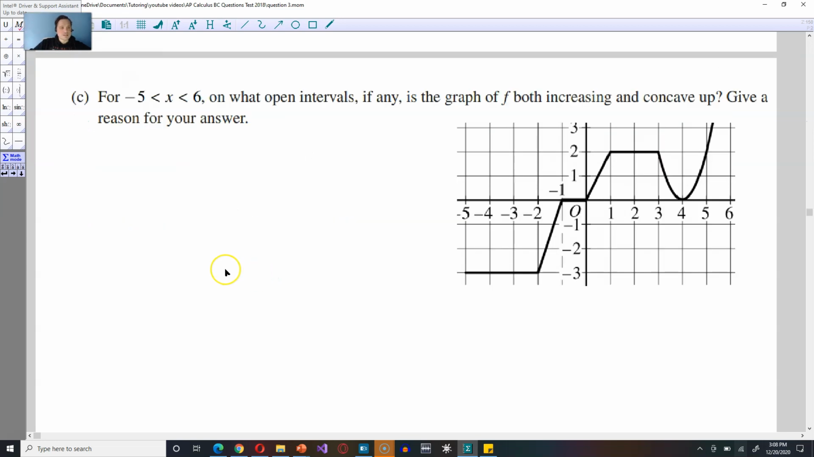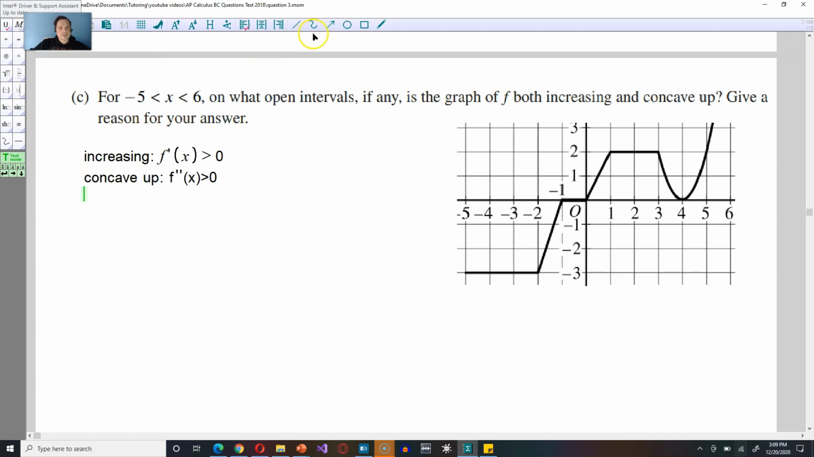The next one says, for x between -5 and 6, on what open intervals, if any, is the graph of f both increasing and concave up? Give a reason for your answer. So to be both increasing and concave up, you need 2 conditions. Increasing condition means the following. f prime of x is greater than 0. Second condition, to be concave up, that means f double prime of x has to be greater than 0.